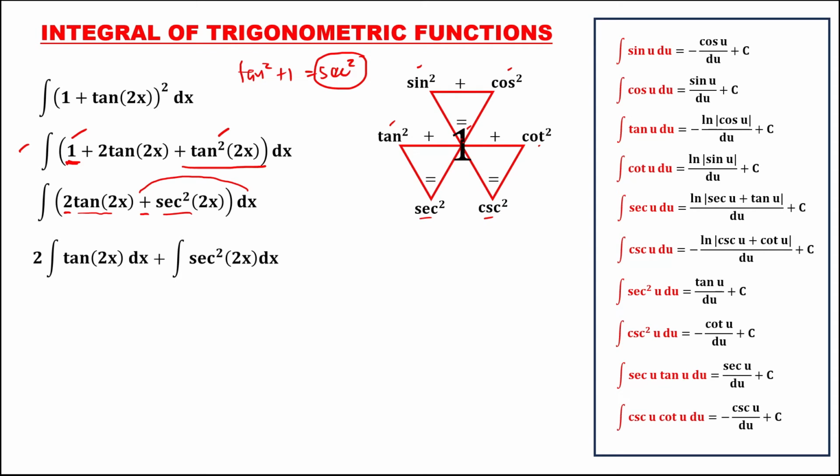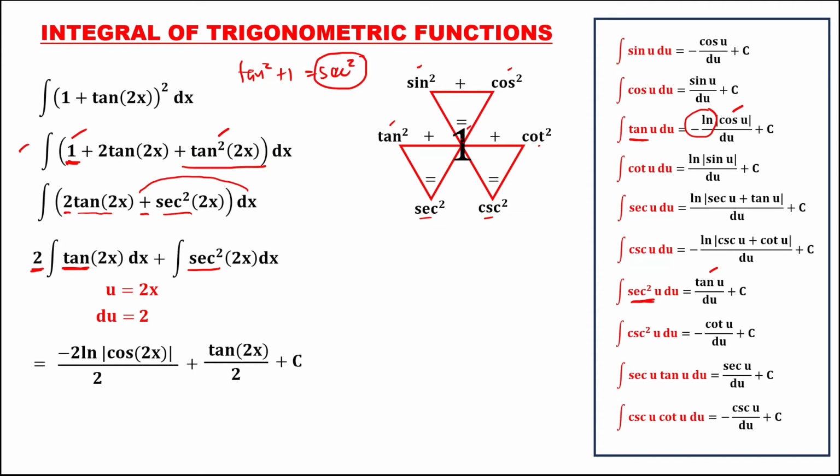Then to find the integral for every term, u is equal to 2x and du is equal to positive 2. Since the integral of tangent is negative ln, but we have this 2, just bring down 2. So this is negative 2 ln, then the absolute value of cosine u or cosine 2x over du or over 2, then plus the integral of secant squared, which is positive tangent 2x over 2, plus c. Then we can cancel these 2. So we have now negative ln cosine 2x plus tangent 2x over 2 plus c.